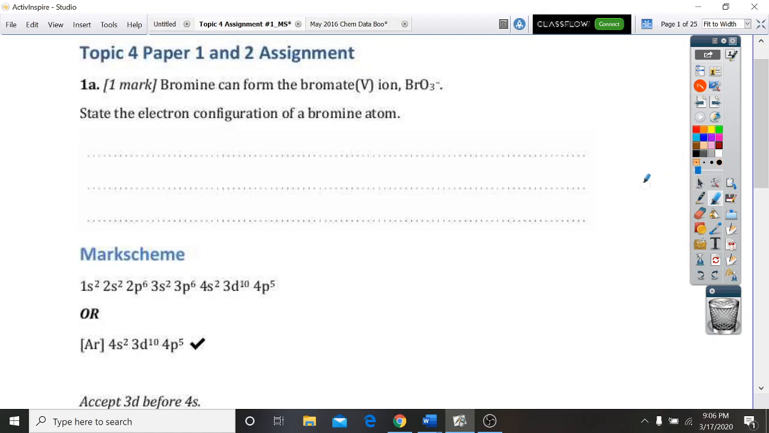Today I'm going to go over some of the answers, not all of them, because I don't think you guys need me to necessarily go over every answer, but there are some that I want to point out from your first assignment, which was this paper. It says here paper 1 and 2, but really it was just paper 2 assignment for now.